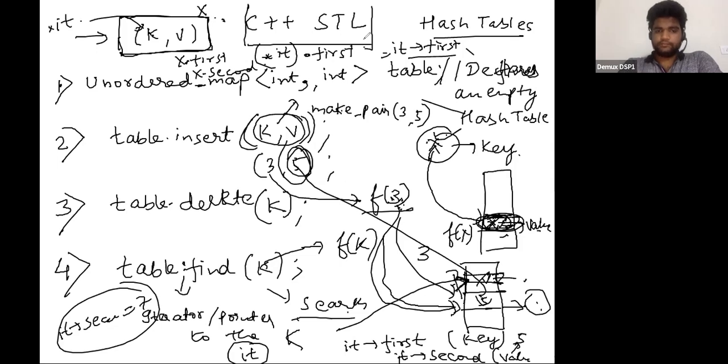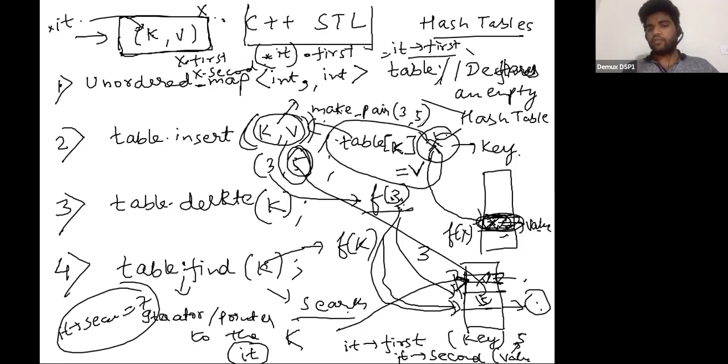So these are the ways you can insert. Another way you could insert is you can simply do table in square brackets, similar to what you do in arrays. You pass in the key, and you do an equal to v. This is basically equivalent to table dot insert k v. This is also one way to insert.